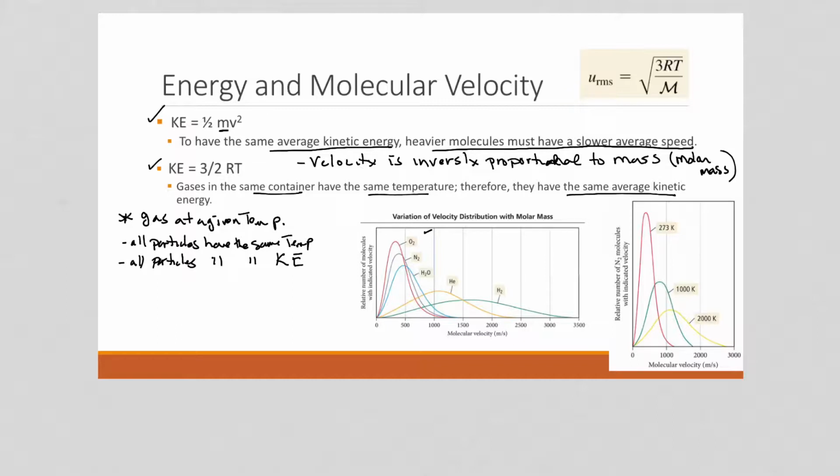So clearly, as the mass is going down, the velocity is going up. Now, the other thing to point out here is that this is an average velocity, right? So not all particles, even with the same mass, are moving at the same velocity. Just like we have an average kinetic energy, this is an average velocity.